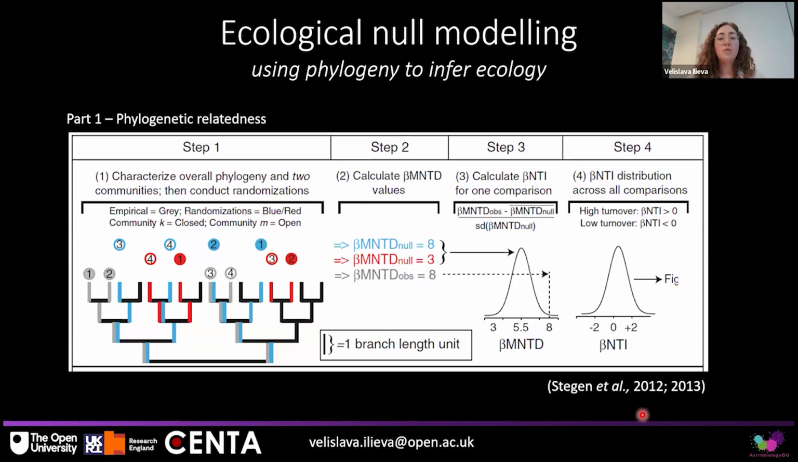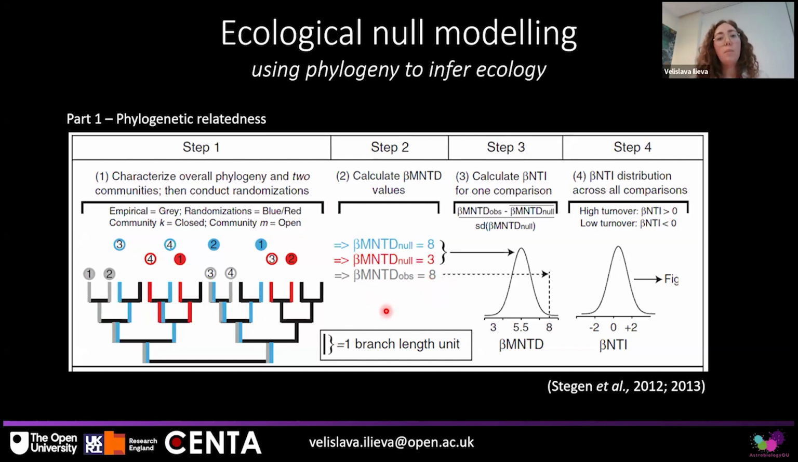So what we do is we calculate this metric called beta mean nearest taxon distance, which is beta MNTD. It doesn't matter what it means, but that gives us a number. So essentially it compares two communities and gives us a number for how closely related they are.